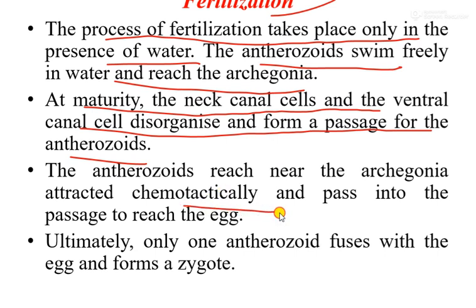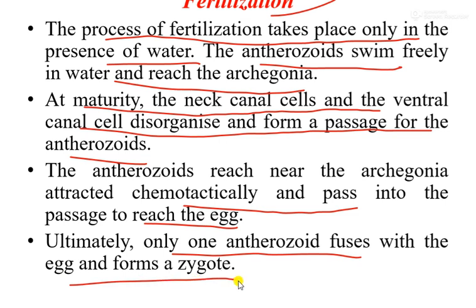Now why do they reach the archegonia? Because they are attracted by some chemicals secreted by the tip of the archegonia. Ultimately, out of many antherozoids, only one will fuse with the egg and form a zygote, which is diploid. So this was about the reproduction of Sphagnum. In the next video we shall discuss the sporophyte of Sphagnum.